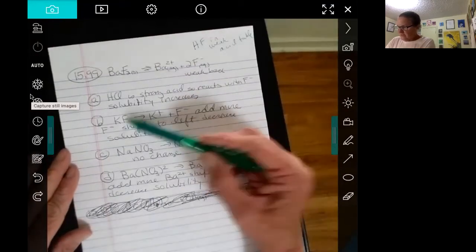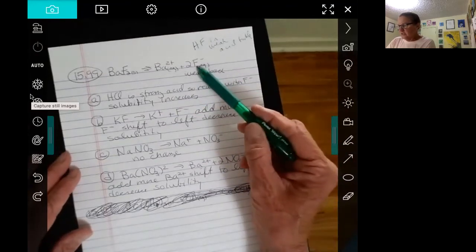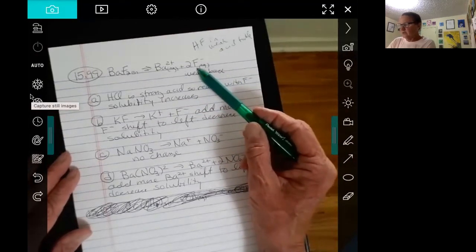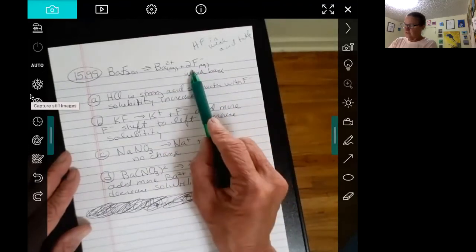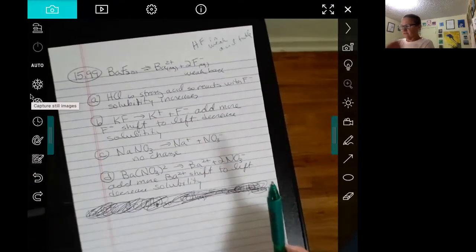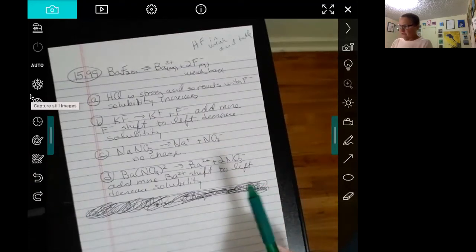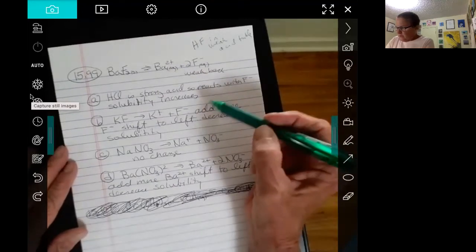In B, we add KF. KF is a soluble form of fluoride. So essentially, we're just adding more fluoride. We know Le Chatelier's principle says if this is at equilibrium and we add more fluoride, it's going to have to precipitate out. So it's going to have to decrease the solubility in order to keep it equal to the KSP.